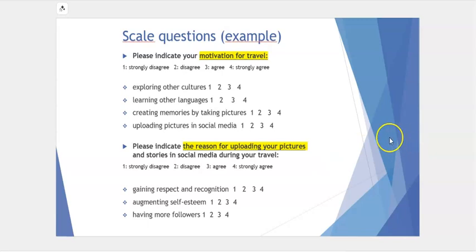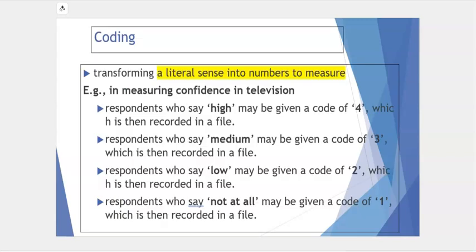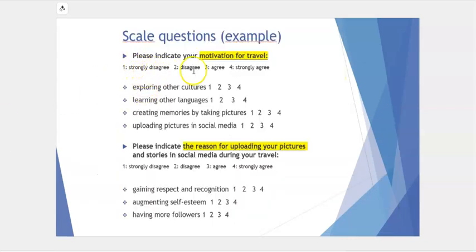And when you use scale variables, here is a good example. For instance, indicate your motivation for travel, and you will say exploring, and then 1, 2, 3, 4. So one is strongly disagree, and four is strongly agree. So this kind of question is a scale variable. When you make your questions and the answers like this one, strongly disagree to strongly agree, that is four levels.